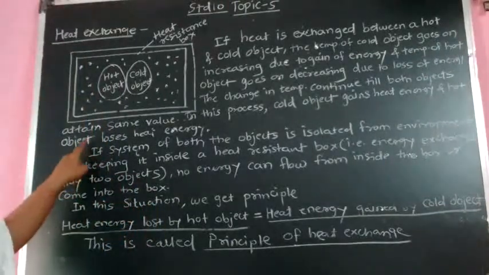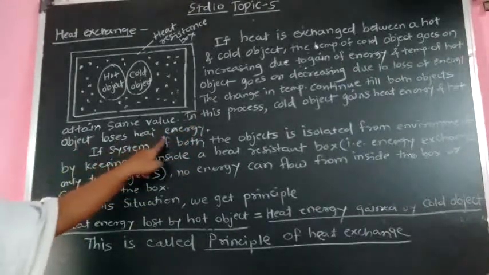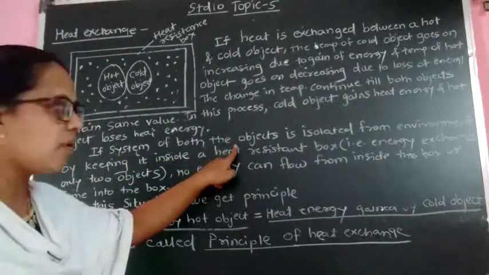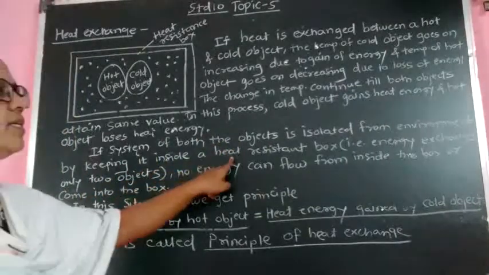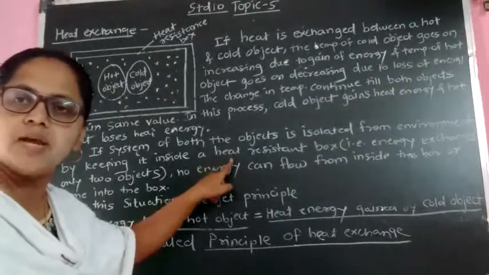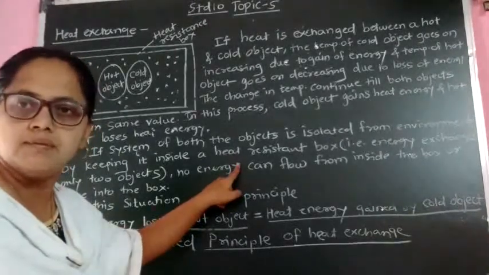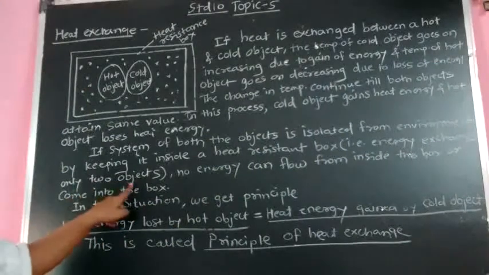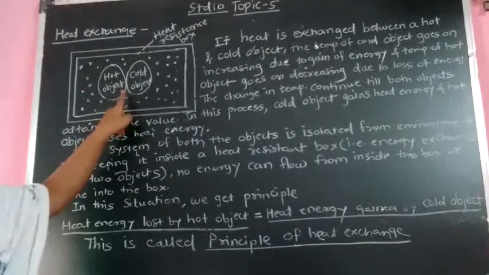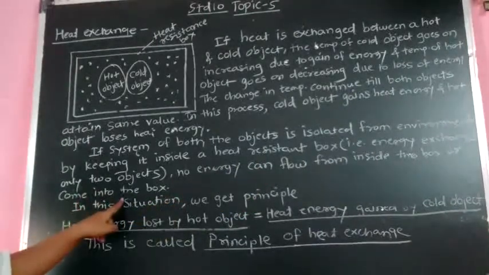In this process, the cold object gains heat energy and the hot object loses heat energy, if the system of both objects is isolated, meaning separated from the environment by keeping it inside a heat resistant box. That is, they are kept in a heat resistant box. I have explained what is meant by a heat resistant box. This is the box through which heat energy cannot come inside or go outside. That is, energy exchange takes place only between these two objects, the hot object and the cold object. No energy can flow from inside the box or come inside the box.